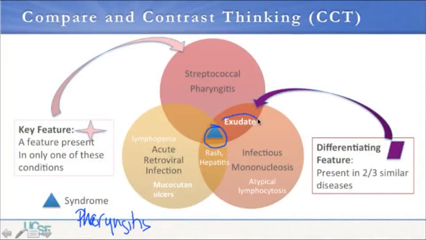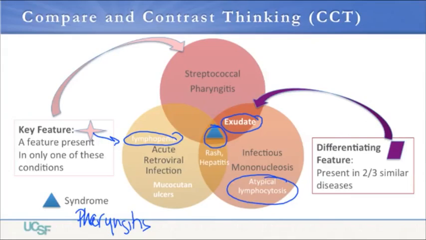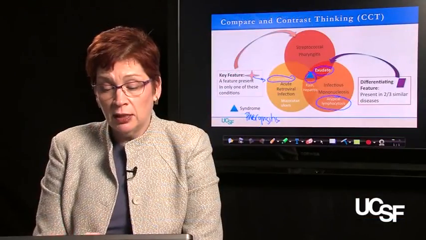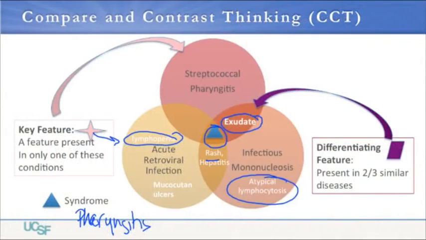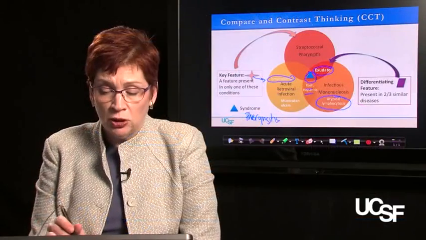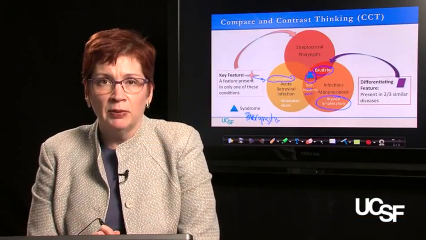Well, exudates on the tonsils, as we mentioned, occur both in streptococcal pharyngitis and infectious mononucleosis. Lymphopenia is a key feature. It only occurs in acute retroviral syndrome. Atypical lymphocytosis is a key feature. It only occurs in Epstein-Barr virus infection. But there are some things that acute retroviral syndrome and infectious mononucleosis share. For instance, both of them can cause a diffuse maculopapular rash. Both of them can cause hepatitis and other organ system involvement. But streptococcal pharyngitis doesn't cause hepatitis.